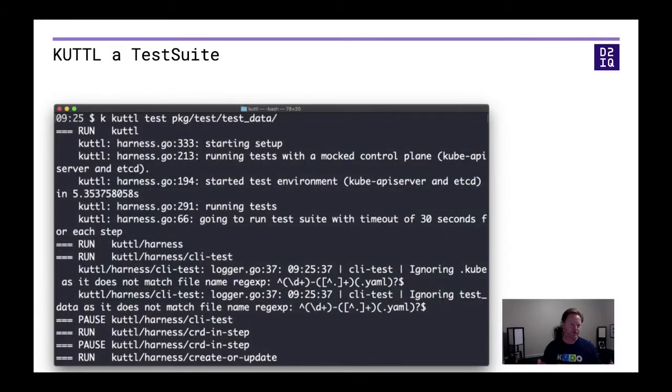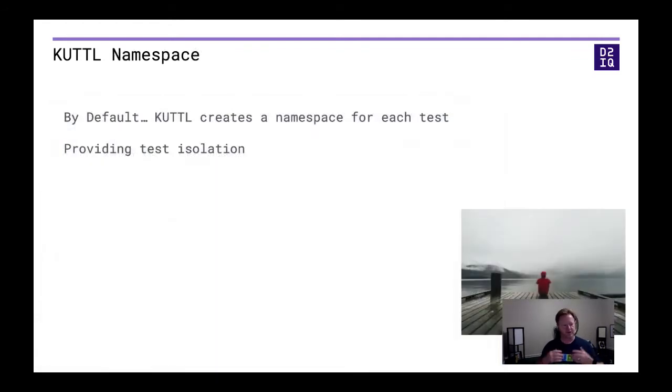And then finally, we can run the test. So kubectl kuttl test, and then location of the test directory. Before we get to a demo, there's one more thing I want to show you. And that is this other concept that's super important to understand, that by default, KUTTL will create a namespace for every test. So we provide test isolation through namespaces.